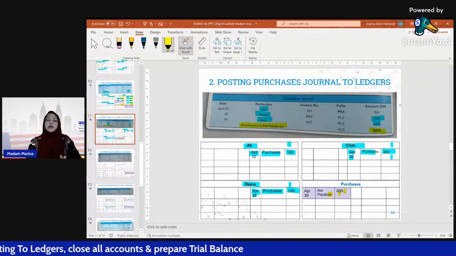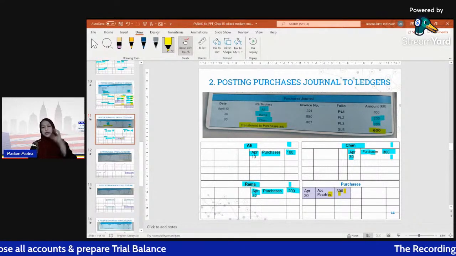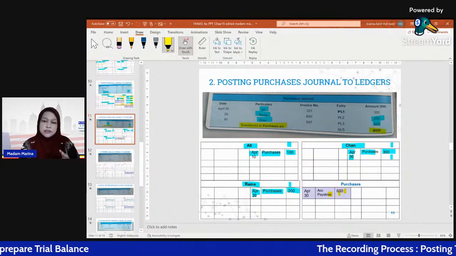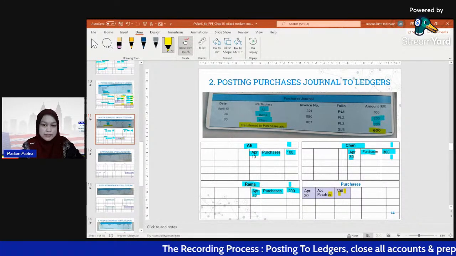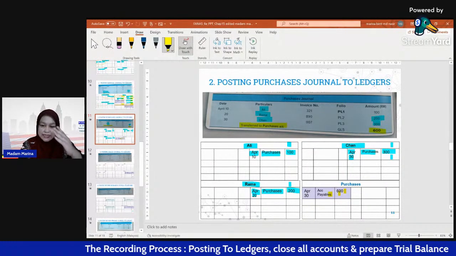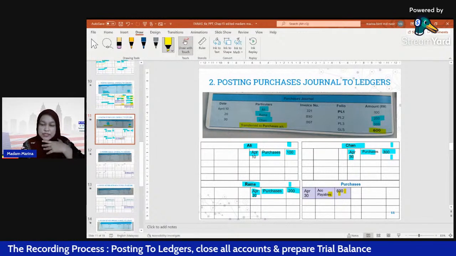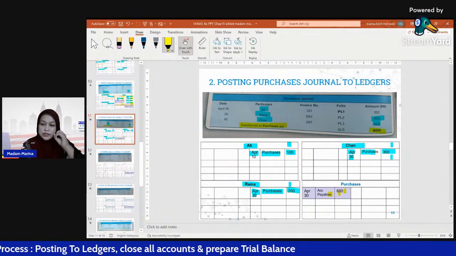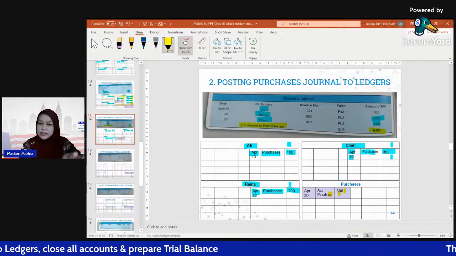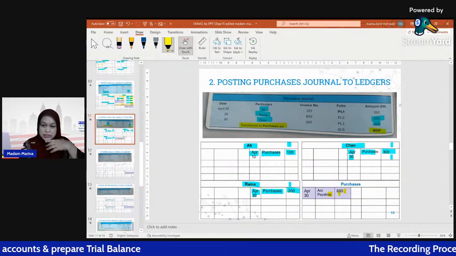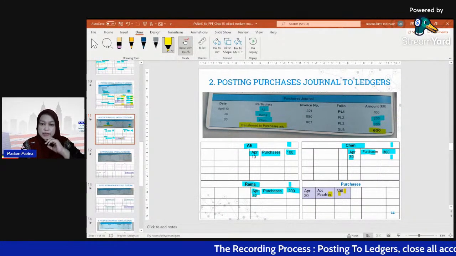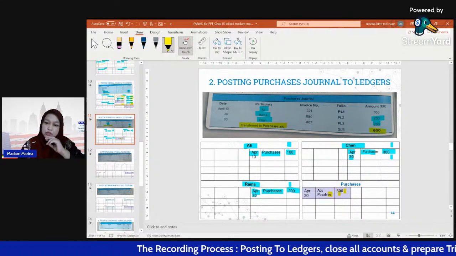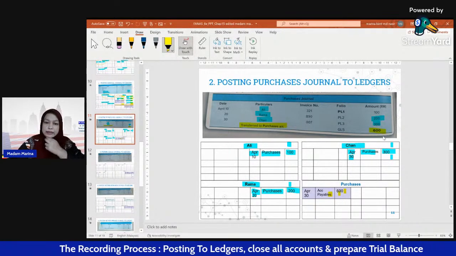Now we have recorded already in the purchases journal, so now we want to transfer to the ledger. How do we transfer? No need to detail it one by one in the purchases account because the details are already in the purchases journal. In the purchases account, we just put the total of credit purchases that we totaled up here, 600.